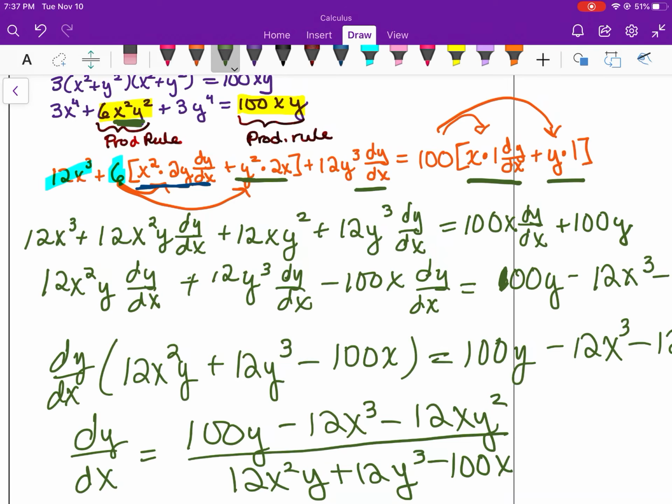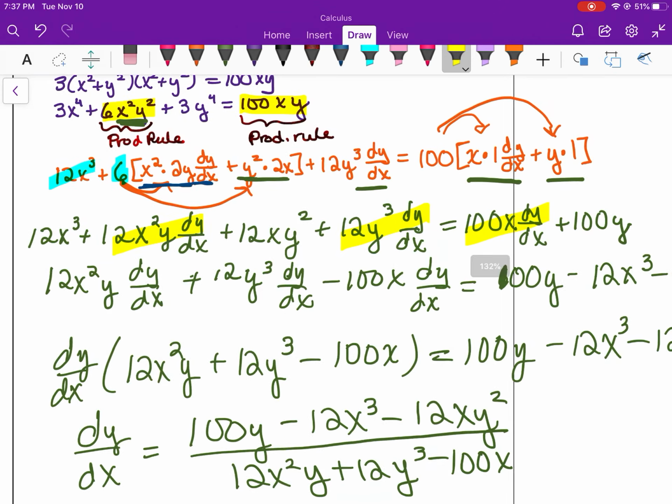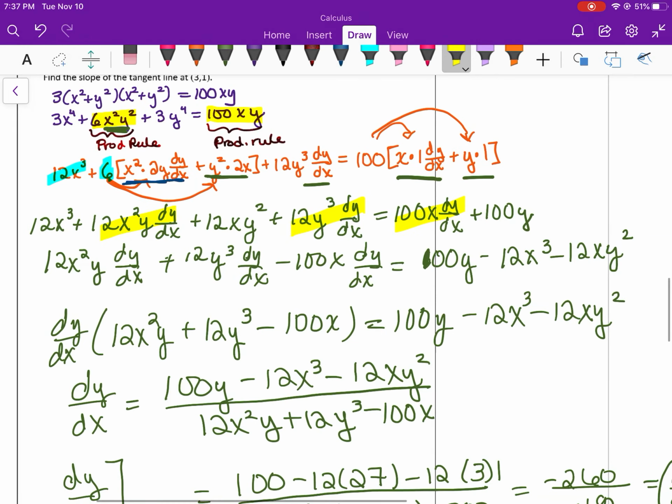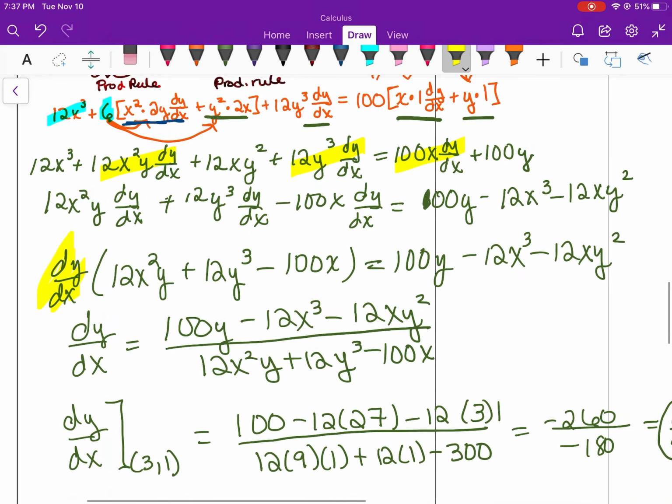If the term had dy over dx, which is this one and this one and this one, I collected them on the same side. Everybody else got kicked off to the right-hand side. Then I factored dy over dx out, and then I divided.